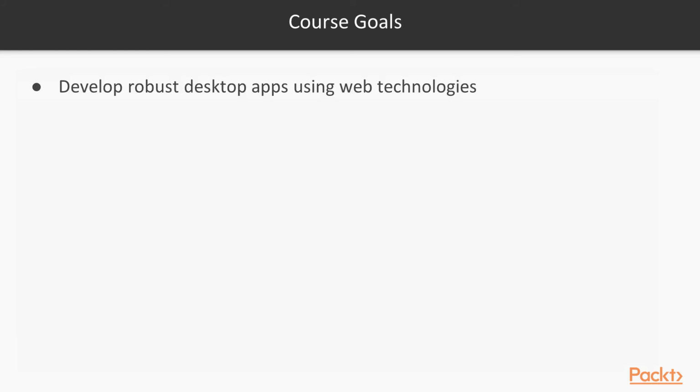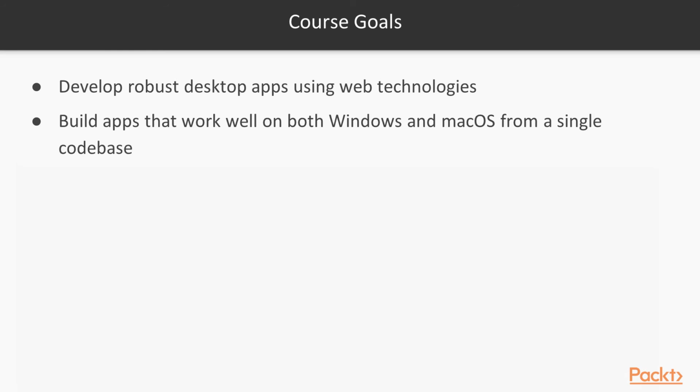So what are the goals of this course? Well, we have a lot of goals for this course. So please be ready to get tired of doing so many things, but still you should be really happy because we will learn a lot. So the goals of this course are, first of all, we will develop robust desktop applications using web technologies. Then our second goal is building applications that work well on both Windows and Mac OS from a single code base, which is super important because you will save a lot of time by having a single code base that works on both operating systems.